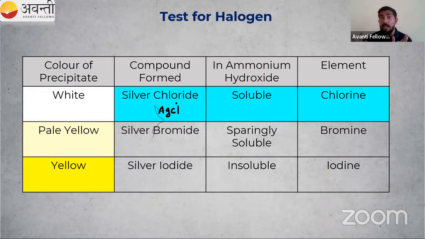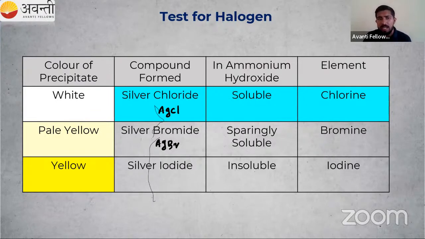One more test for that. We are taking ammonium hydroxide and adding some AgCl. Our silver chloride is soluble in ammonium hydroxide. So we can say the halogen is chlorine. Second one, if AgBr is formed, that is a precipitate. What is the color? Pale yellow. If a pale yellow color is formed, that is silver bromide. That means bromine is the halogen. Then it is sparingly soluble in ammonium hydroxide.